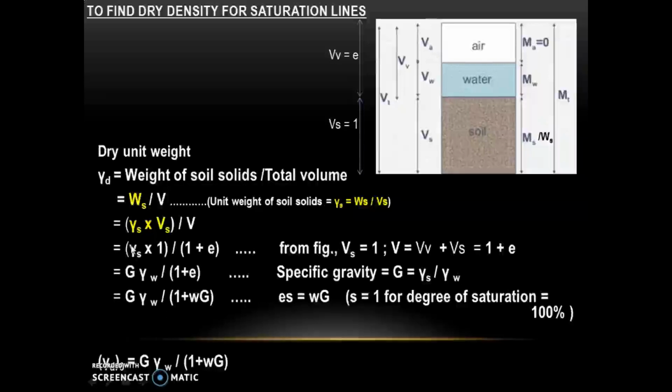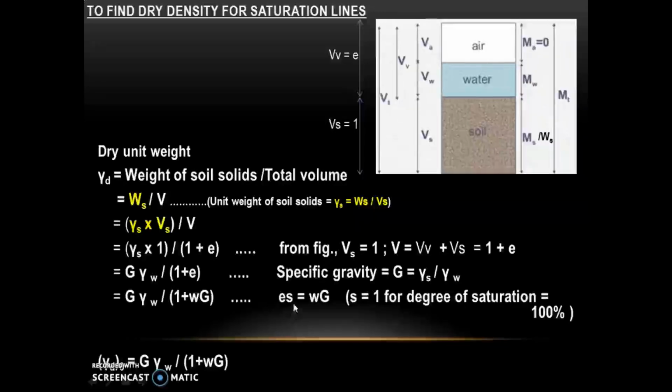And we will write unit weight of soil solids in terms of specific gravity. We know the formula to find specific gravity. G is equal to unit weight of soil solids divided by unit weight of water. So unit weight of soil solids gamma s is equal to G into gamma w. So gamma d is written as G into gamma w divided by 1 plus e.